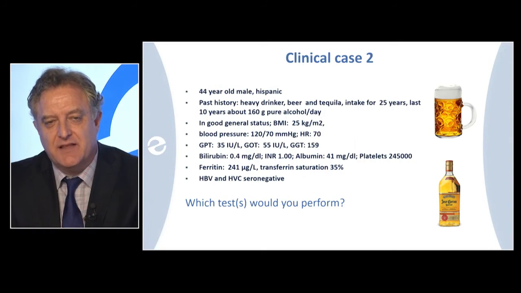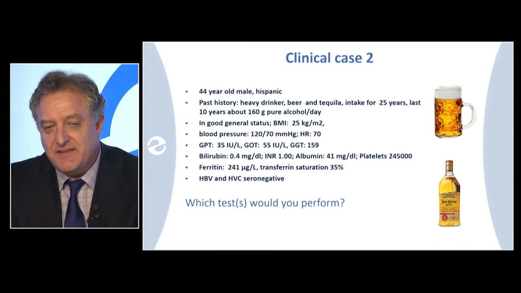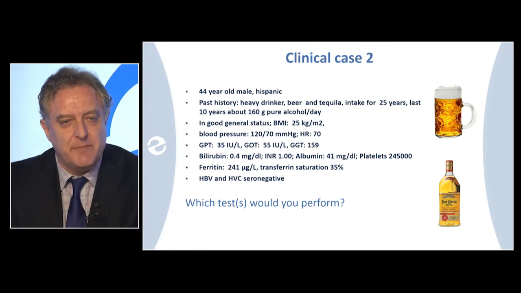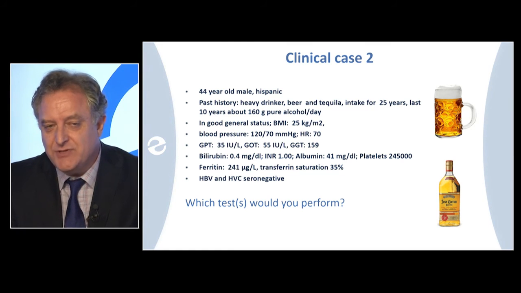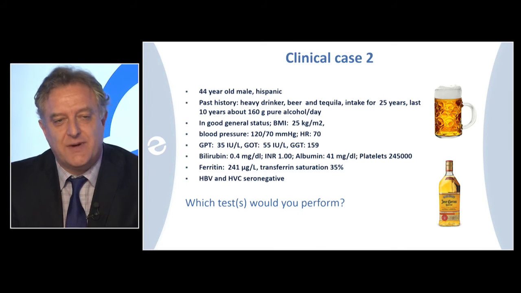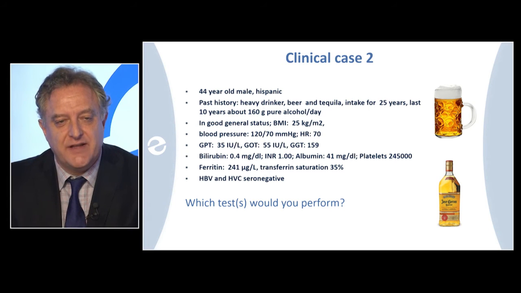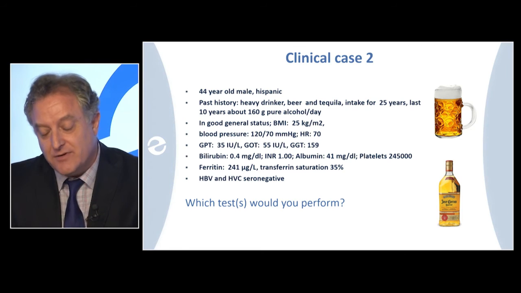Yeah. Good point. Let's go to the second case, a 44-year-old Hispanic male. Also a heavy drinker, beer and tequila for more than 25 years. In good condition, remember that in an asymptomatic state, many people are in very good condition despite even having cirrhosis. BMI 25, normal blood pressure and heart rate. The GPT was normal, GOT mildly elevated, GGT also mildly elevated, normal synthetic function. Ferritin in this case was not so elevated, transferrin saturation normal, and hepatitis B and C negative.